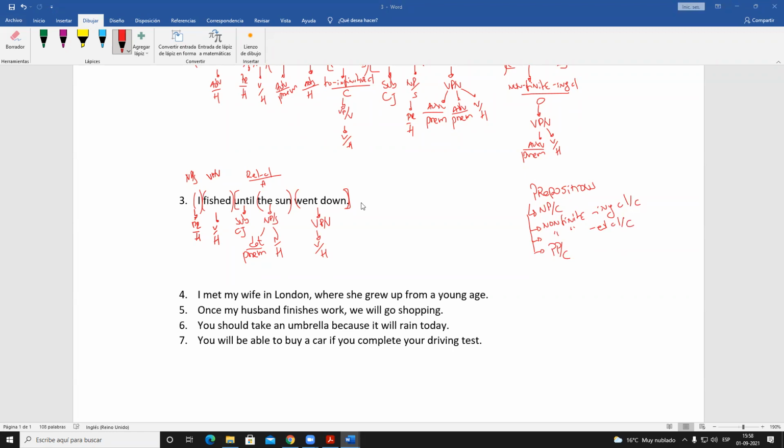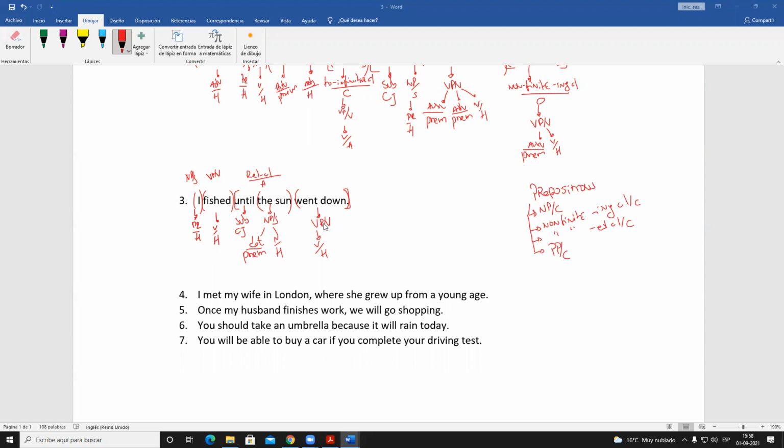Okay? If until were a preposition, which of all these comes after it? None. Why not? Because after until you have the sun went down. And this is not a noun phrase. It's something else. How do I know that? Because there's a verb. If there's a verb, what thing is it then? It's a clause, right? Good.